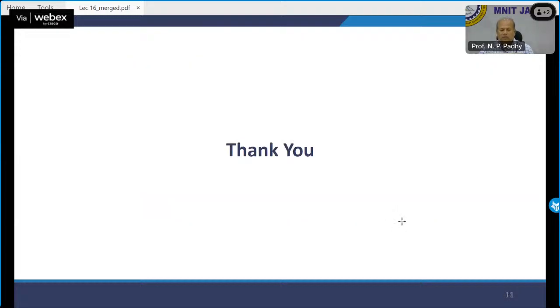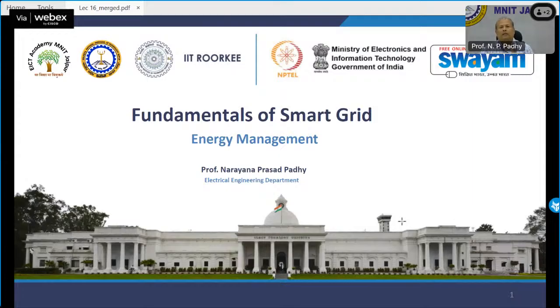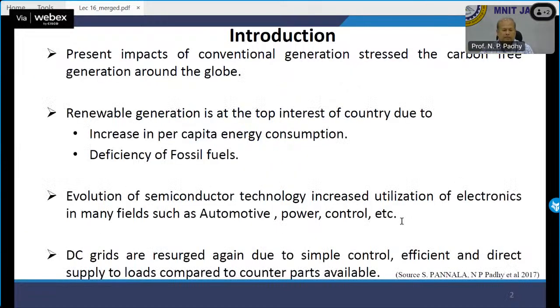So this is what the philosophy is all about. Now we'll move to the energy management in a microgrid. This is basically a kind of an introduction.